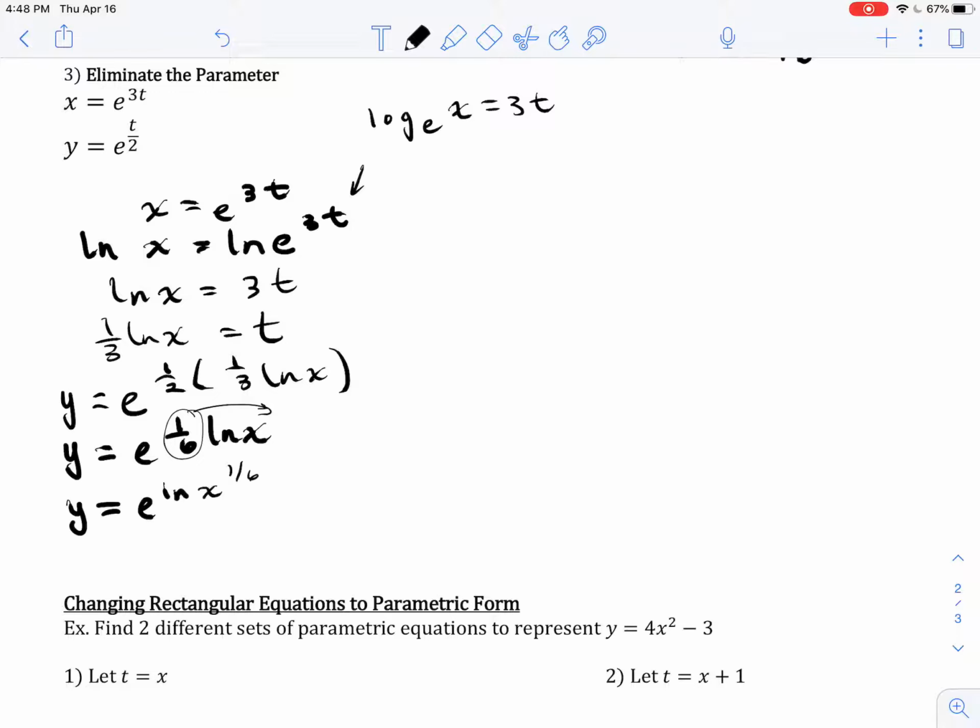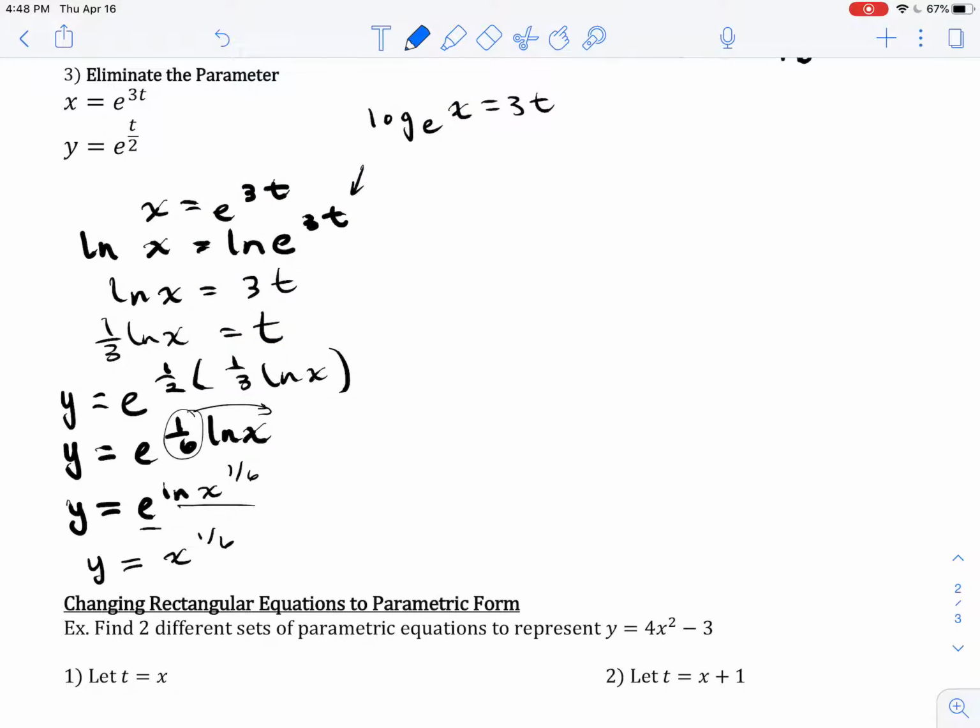And again, you're going to need to use and revisit your log properties to think exactly about what's going on there. But ask yourself what happens when I have something with a base of e and I'm raising it to the power of something with a natural log in it. But you should get y is equal to x to the 1/6 power. Okay?